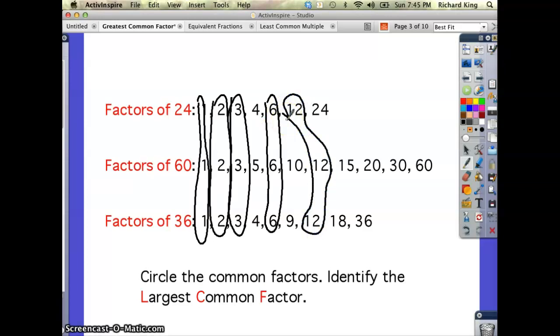So the greatest common factor will be the largest number that they have in common, which in this case is 12. So 12 is the largest number that is the divisor of 24, 60, and 36, or the largest number that will divide into 24, 60, and 36 evenly. Alright, that's finding the greatest common factor by listing the factors.